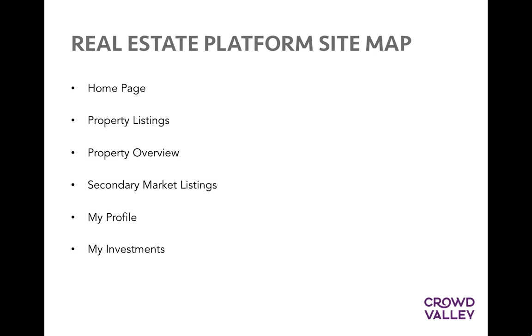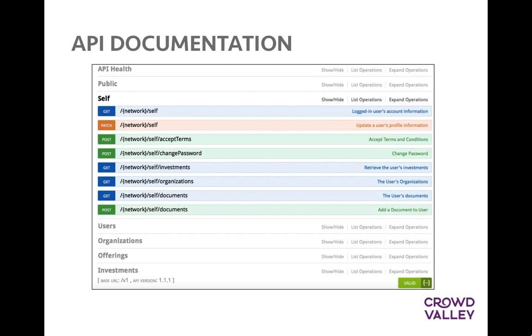But just briefly, the investment is the object that represents the user's commitment to make an investment, to make a payment, or to contribute to the offering. And every investment is associated to one offering. So if you're trying to find out which properties an investor has made investments in, then you'd use the self investments endpoint to retrieve a list of all of their investments, and then for each investment you can then retrieve information about the offering, which is the property.